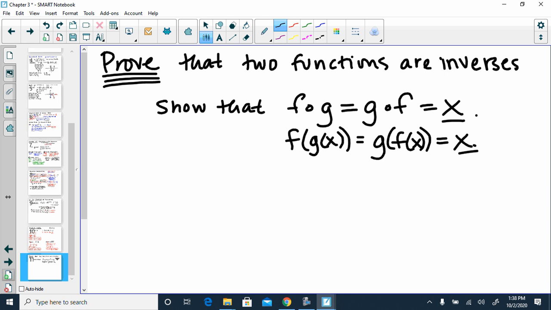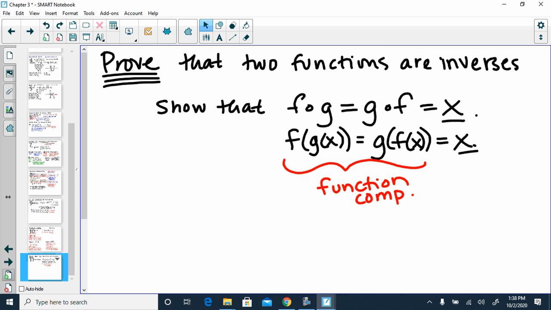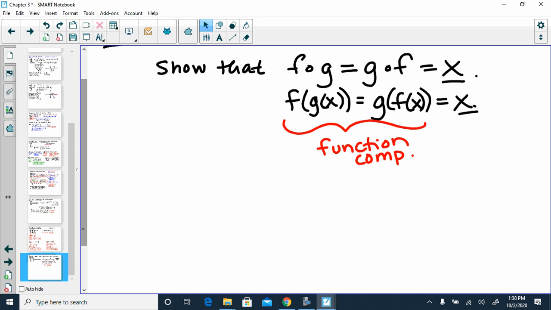These here are your function compositions from the last video. I'm saying last week, but I did the video yesterday. So how do we do function composition? Well, that's the one where you had to put one function into the other.